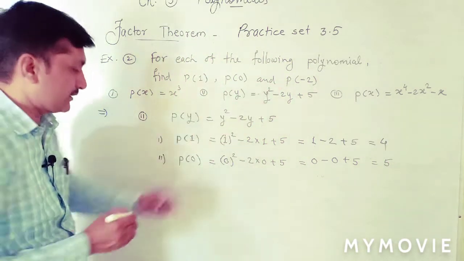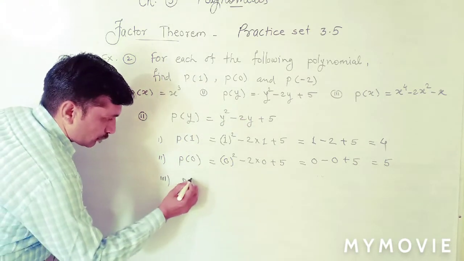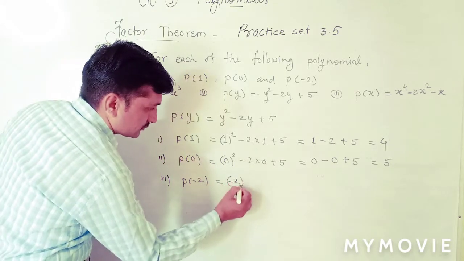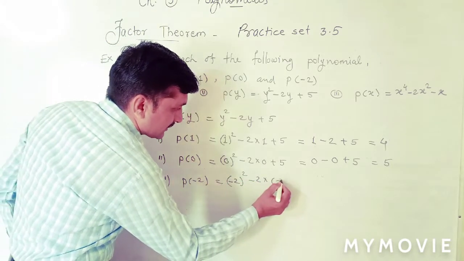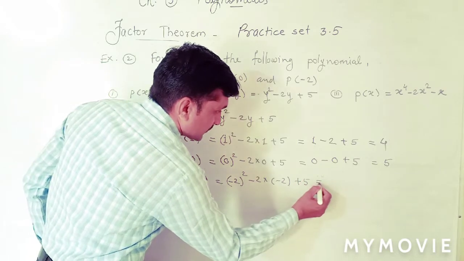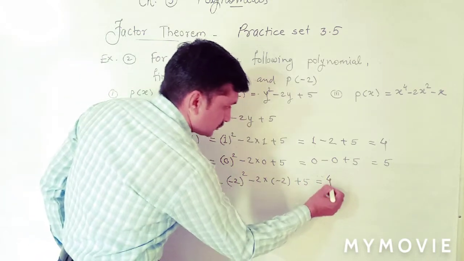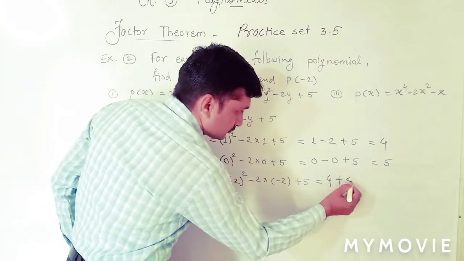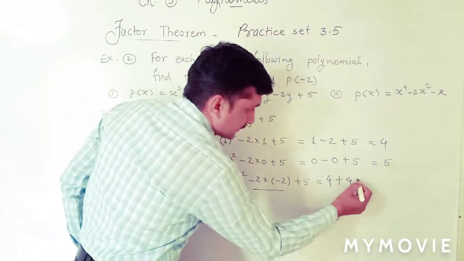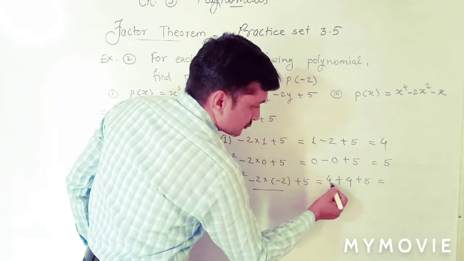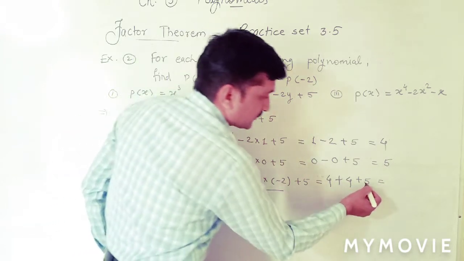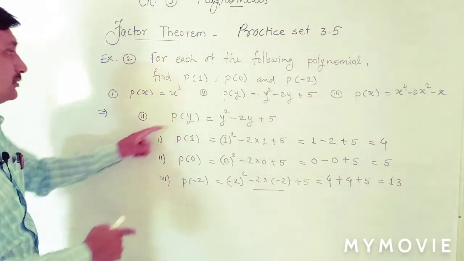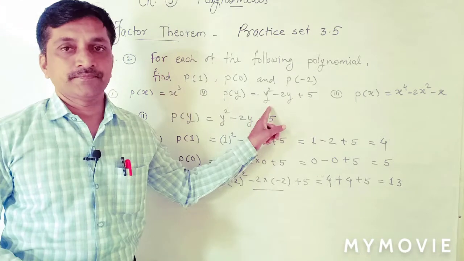Now third, p of minus 2. Put y is equal to minus 2. Minus 2 square minus 2 multiplied by minus 2 plus 5 is equal to minus 2 square is 4, minus into minus is plus, 2 2s are 4, here the product, plus 5. And now here, 4 plus 4 is 8, plus 5 is 13. This is the value of p of minus 2 for the second polynomial.